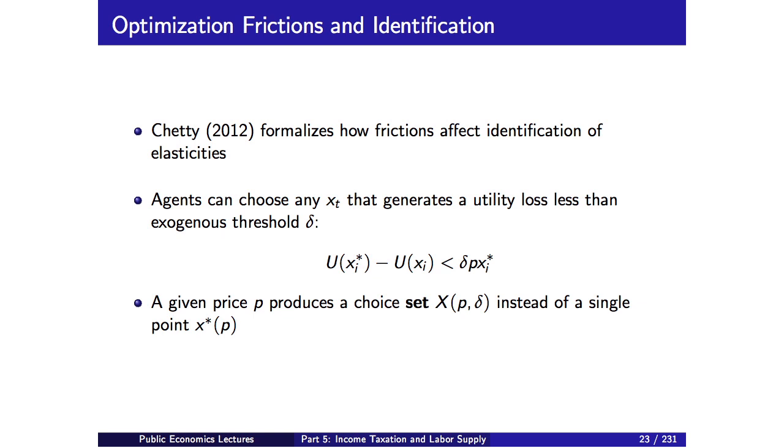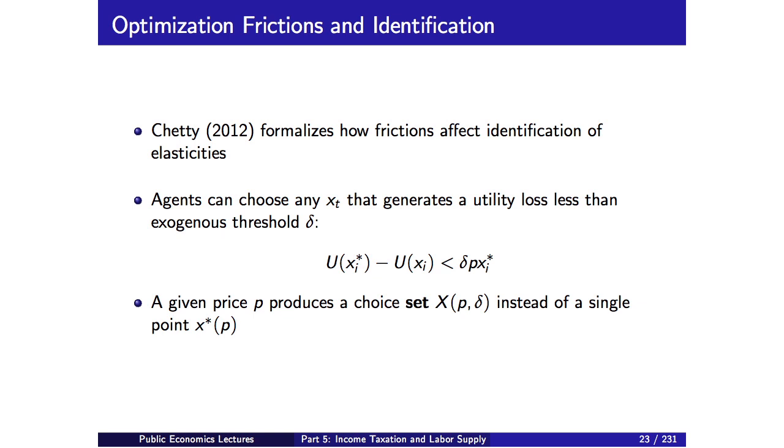So let's say I can choose demand for a good xt that generates a utility loss less than some exogenous threshold, which I'm going to call delta. So the idea here is rather than assuming that people pick the utility maximizing point, which I'm going to call xi star, I'm going to require that people make a choice near that utility maximizing point. For those of you who've taken a macro class, you know that this is very similar to the literature on near rationality or menu costs, which requires that people make choices near the optimum rather than at the optimum, okay?